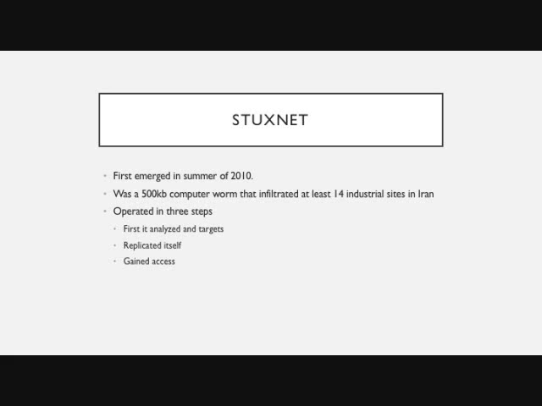First, it analyzed and targeted Windows networks and computer systems. After successfully infiltrating these machines, it began to continually replicate itself. The worm then infiltrated the Windows-based Siemens Step 7 software. Lastly, by compromising the Step 7 software, the worm gained access to the industrial program logic controllers. This final step gave the creators of the worm access to important information, as well as giving them the ability to operate various machinery at the individual industrial sites.